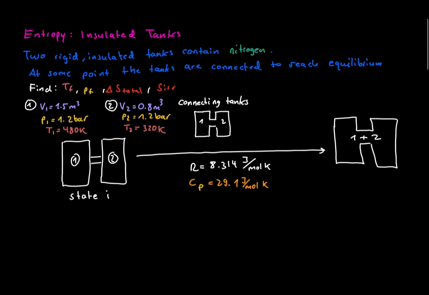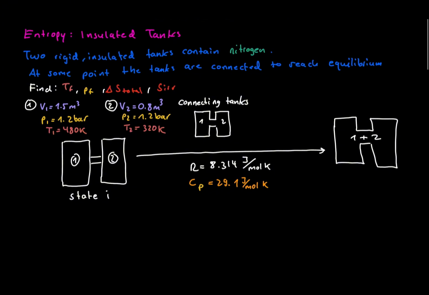We have two rigid insulated tanks containing nitrogen. Tank 1 is hotter at 480 Kelvin. Tank 2 is colder at 320 Kelvin. Both tanks have the same initial pressure. Now we connect the tanks and let them reach equilibrium.